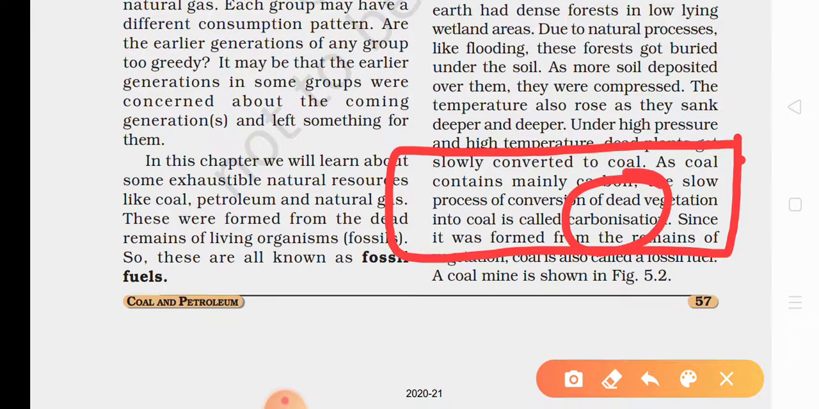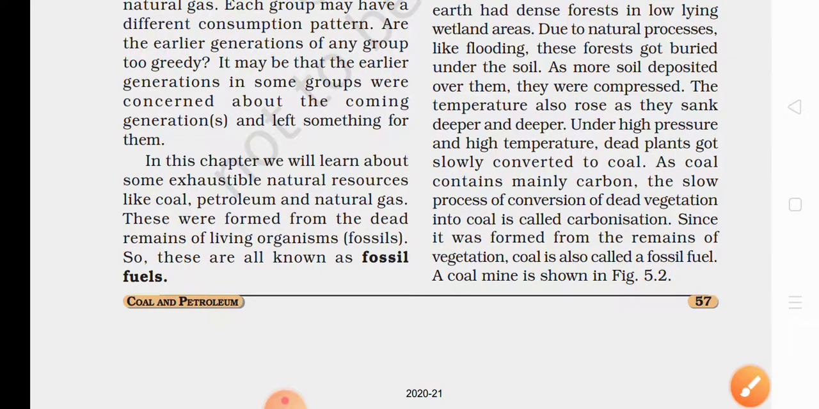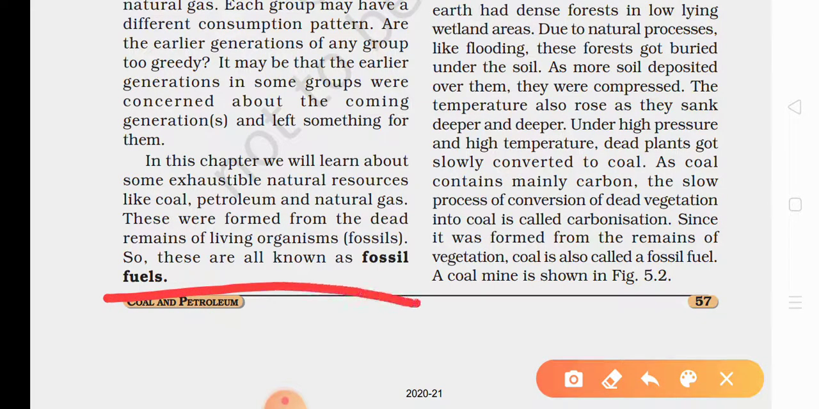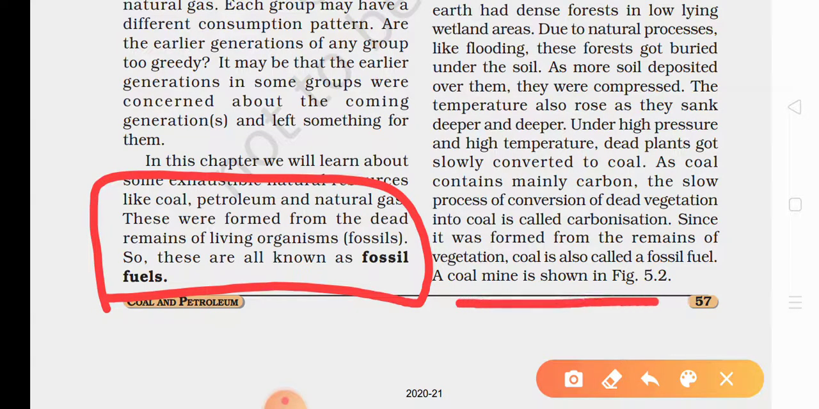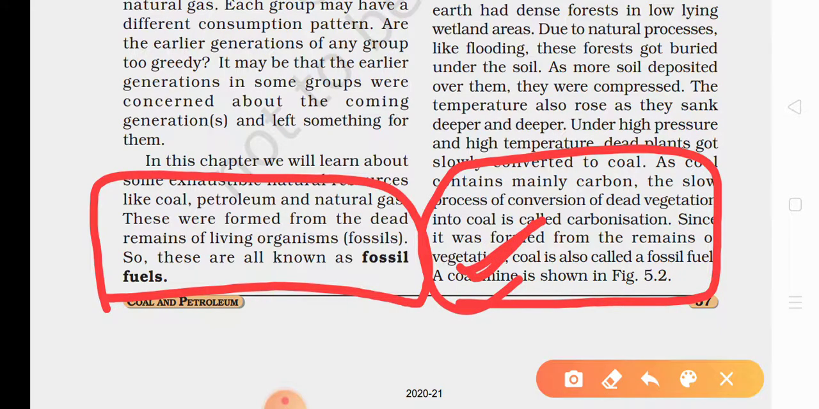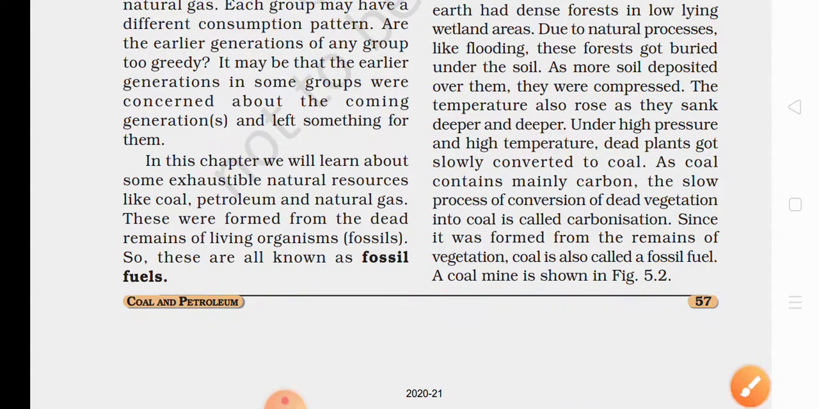Since it was formed from the remains of vegetation, coal is also called a fossil fuel, because just now we studied that fossil fuels are the remains of living organisms, and here coal is formed by the dead remains of vegetation, meaning dead remains of plants. So coal is a fossil fuel.